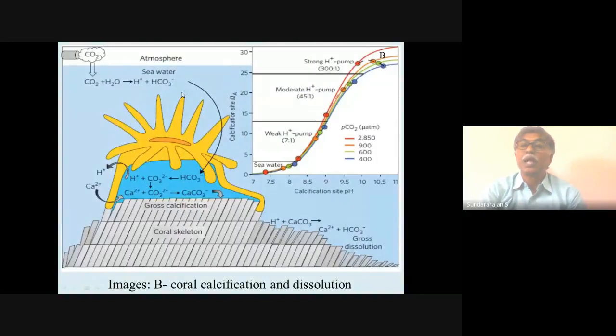Sometimes the water is undersaturated, and then the calcifying materials of the corals will slowly be dissociated. In this figure, when the pH is high, the calcification and the omega values are high, with respect to the hydrogen ion concentration and the CO2.